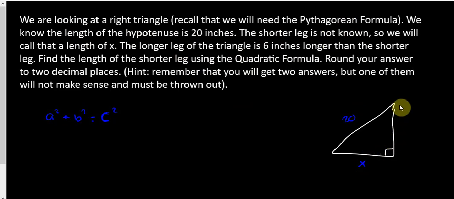Well, if it was 10 and I said this is 6 longer, what would you tell me this is? 16. How did you get that? You took the shorter leg and you just added the 6 to it. Okay, well, that's not too bad.